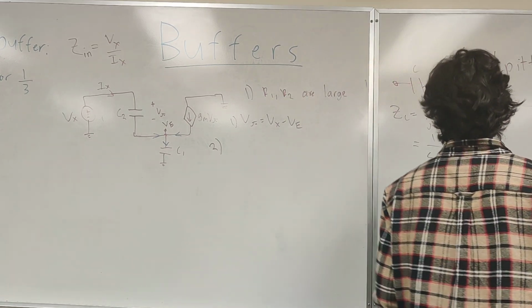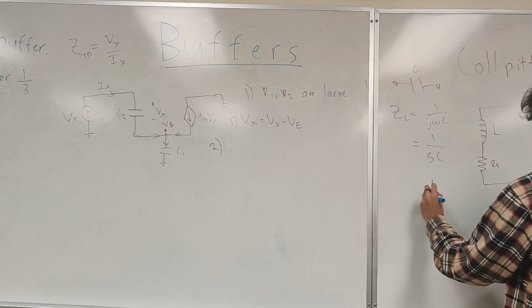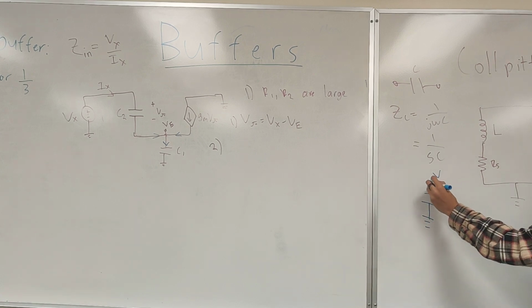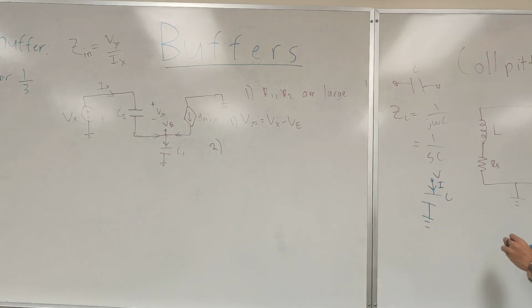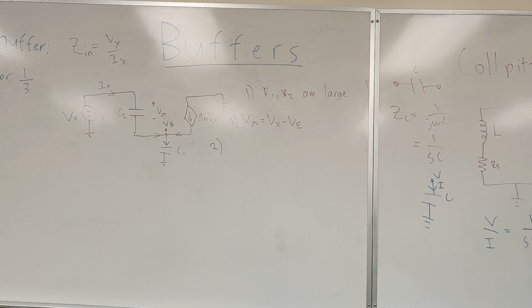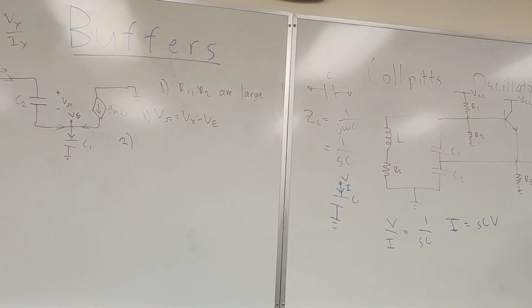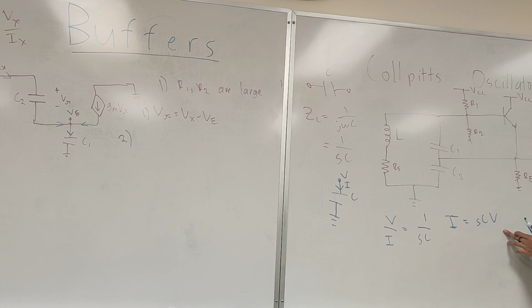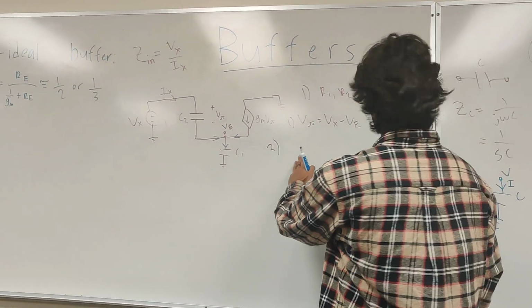I'll do one thing first to not confuse anyone. If we have, draw it over here, a capacitor with positive V, and we want to find the current through this, what's going to happen is V over I is equal to 1 over SC. So we get that I is equal to SCV. You may find it weird because if we had a resistor, it would just be I equals V over R. But because it's a capacitor, it's the inverse, so we have SC times V. So don't get confused by that.